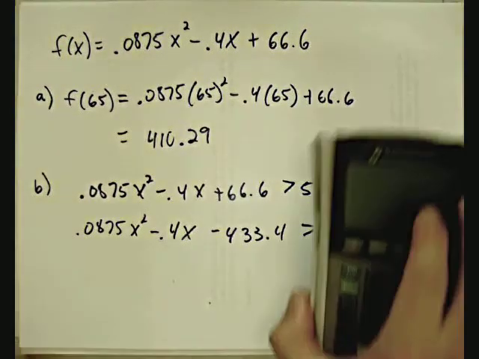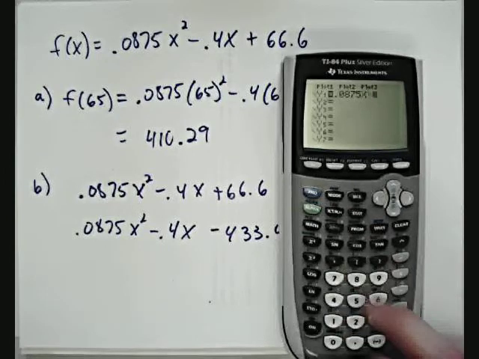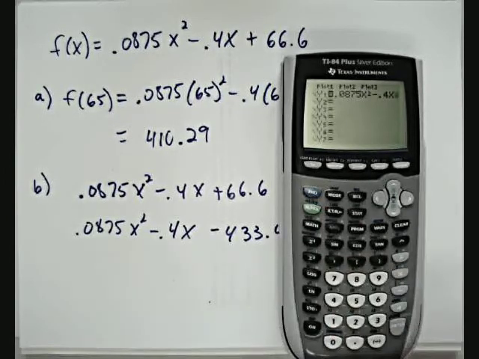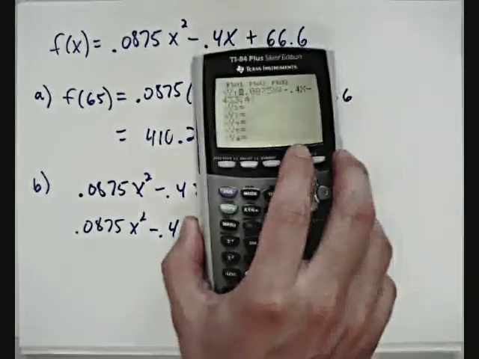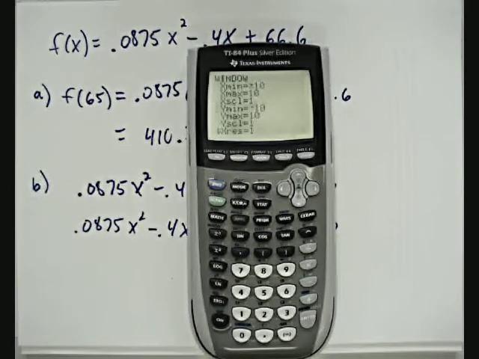On your calculator, you'll want to type in y equals 0.0875x squared minus 0.4x minus 433.4. When you graph, you're not going to see very much because the values in this problem are quite large. So let's start working on a window. I'll hit window, and we're going to use some of the knowledge about this problem to decide what our window should be. First off, x min. X represents speed. We don't need to worry about negative speeds because you won't be driving backwards fast enough to have a stopping distance more than 500 feet. So let's set our x minimum to be 0.